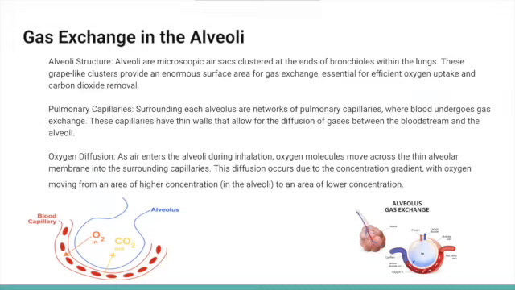Pulmonary capillaries. Surrounding each alveolus are networks of pulmonary capillaries, where blood undergoes gas exchange. These capillaries have thin walls that allow for diffusion of gases between the bloodstream and the alveoli.